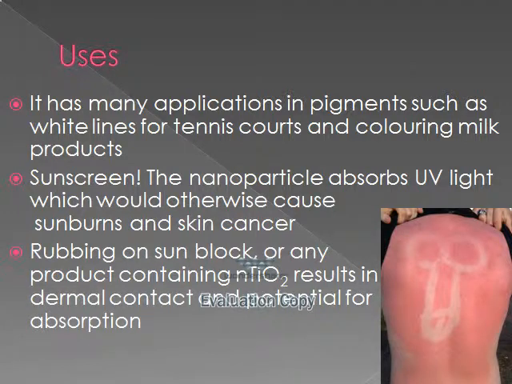As seen in this diagram here, the two circles and the giant U shape prevented the absorption of UV light from the skin, while the rest that was not covered had a sunburn. However, when you rub on sunblock, you're rubbing on a lot of nano titanium dioxide, which can result in dermal contact and potential for absorption.